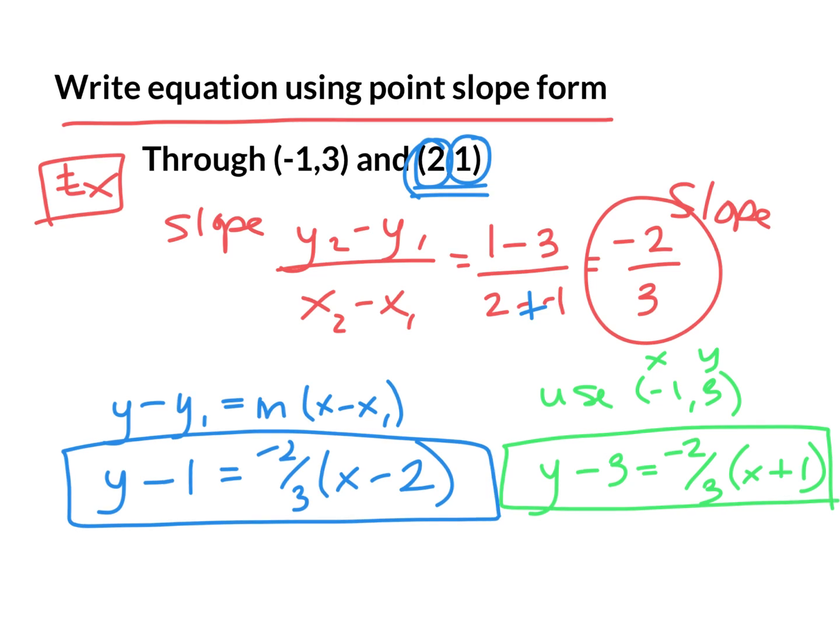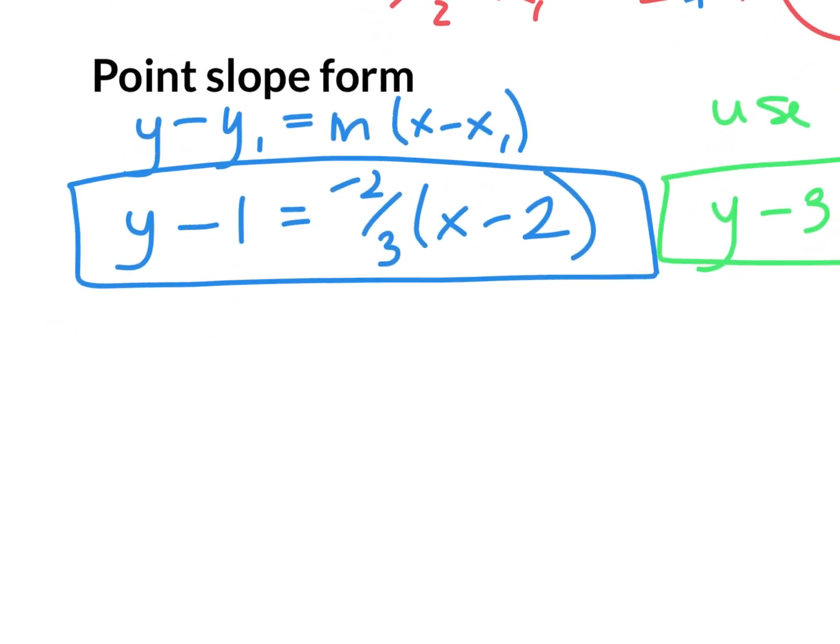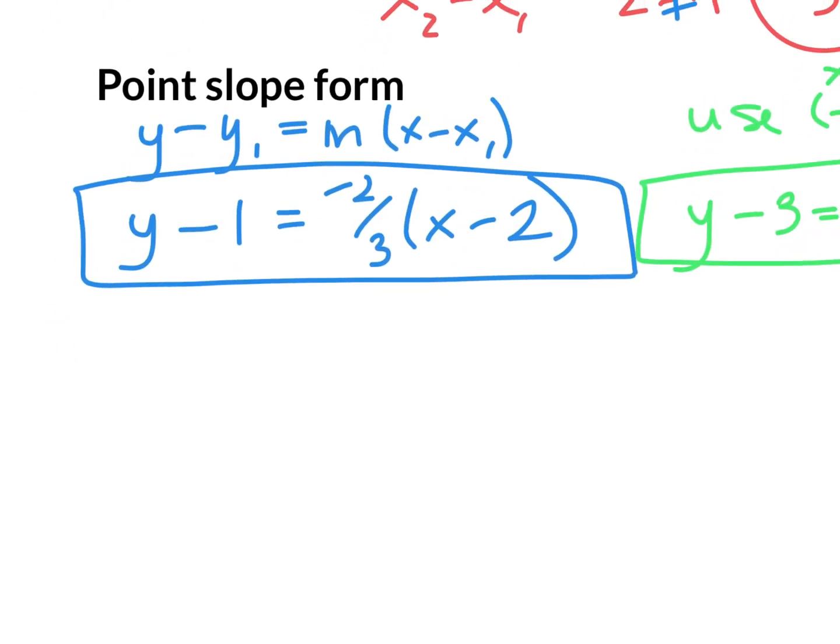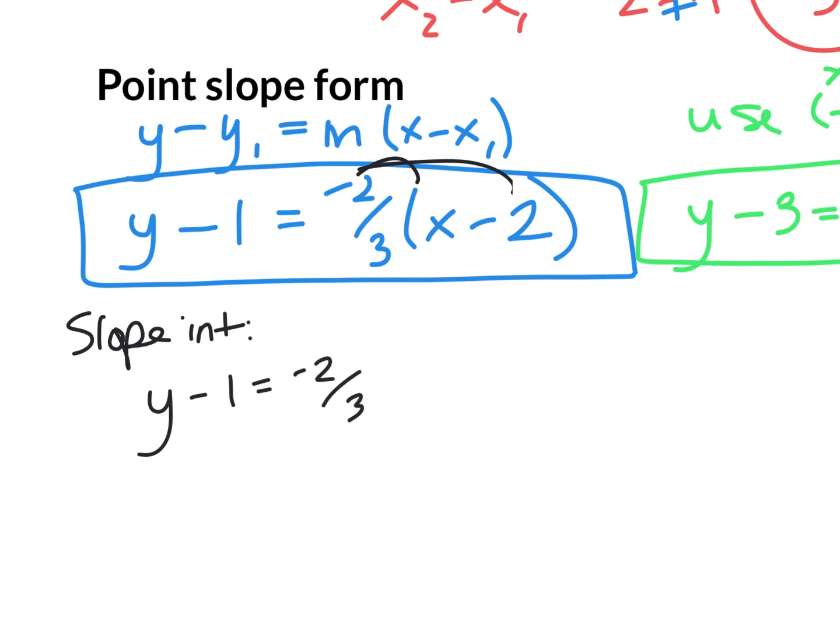So I'm actually going to walk you through the simplification process just to show you what I mean by that. So these are in point slope form. And I'm going to show you how we change these into slope-intercept form. So to change them into slope-intercept form, we want them to look like y equals mx plus b. So now we're going to change into slope-intercept. So first I'm going to distribute. That's going to give me y minus 1 equals negative 2/3 x.